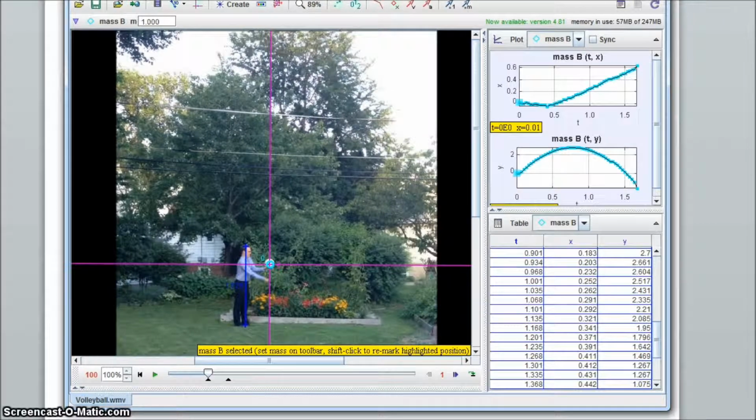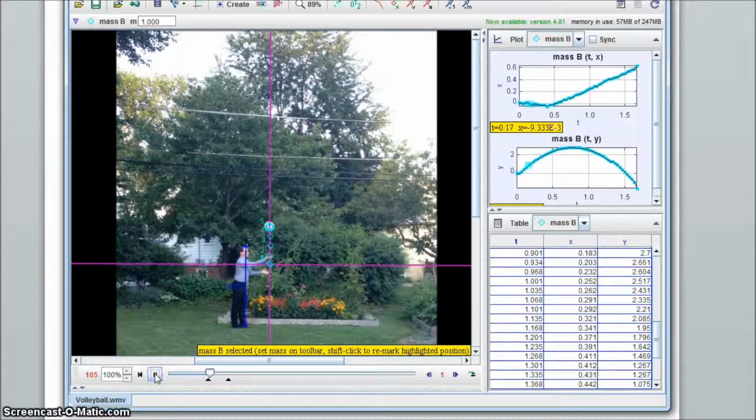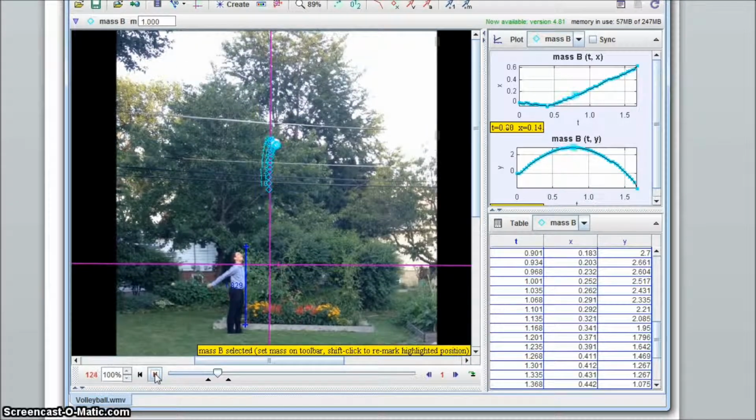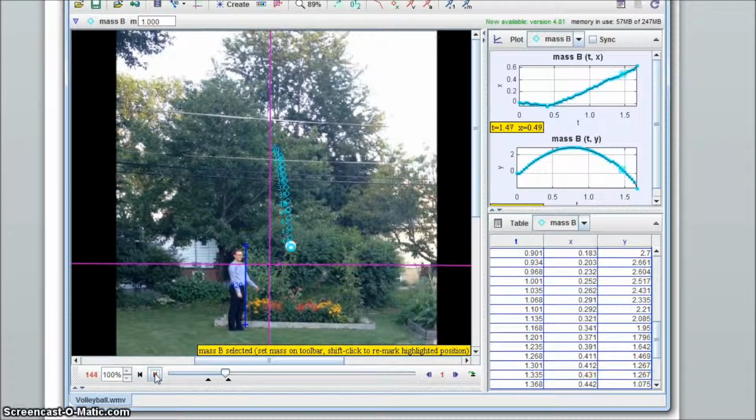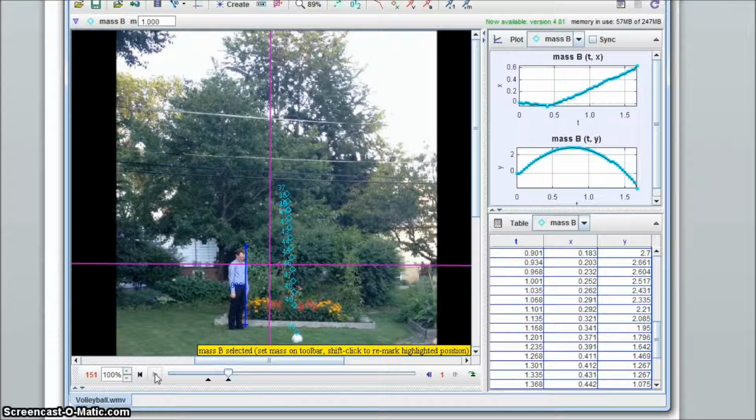In Tracker, I loaded the video of me bumping a volleyball. I set the calibration stick at 1.829 meters, which is my height, and the coordinate axis with the approximate center of the ball as the origin, with the positive x direction going right and the positive y direction going up. Playing the video, you notice the ball goes up and comes back down, and I noted the center of mass the entire way until it hit the ground.